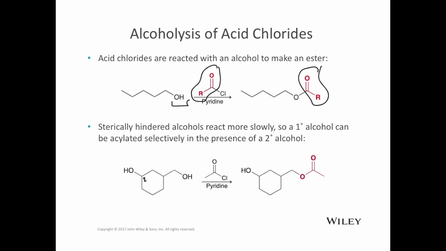So here we have a secondary alcohol and a primary alcohol. So if we react this with one equivalent of this acetyl chloride, we can esterify that primary alcohol selectively. So notice all of these carbons are now attached to the oxygen of that primary alcohol.